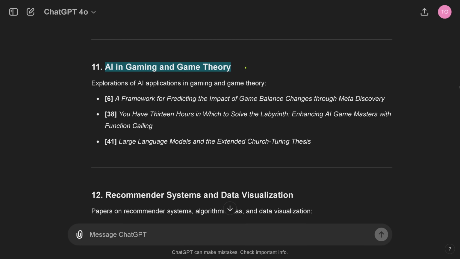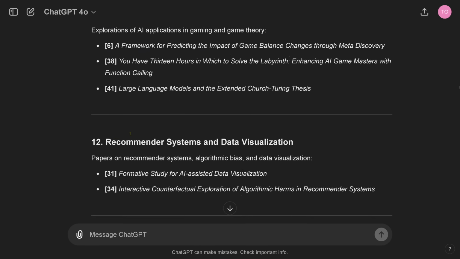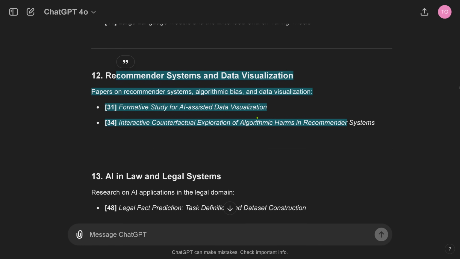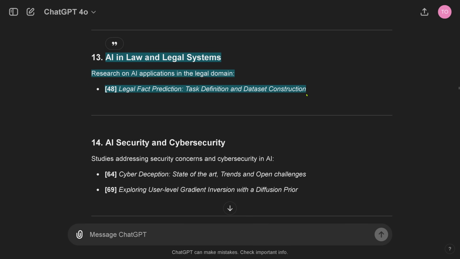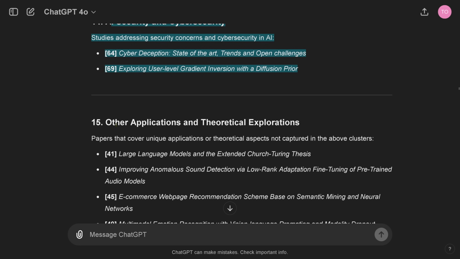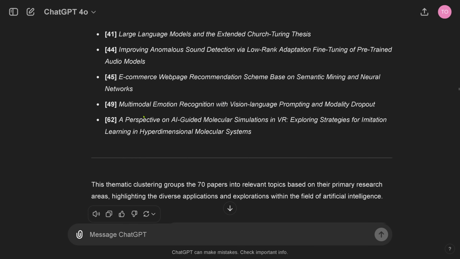Then AI in gaming and game theory, correct. Recommender system and data visualization. Then we have one publication in AI and law and legal system on this particular day only. And then we had AI security and cybersecurity. And then we had here the rest, if you want, other applications and theoretical explorations. So you see, this thematic clustering groups 70 papers into relevant topics based on their primary research area, highlighting the diverse application and exploration within the field of AI.